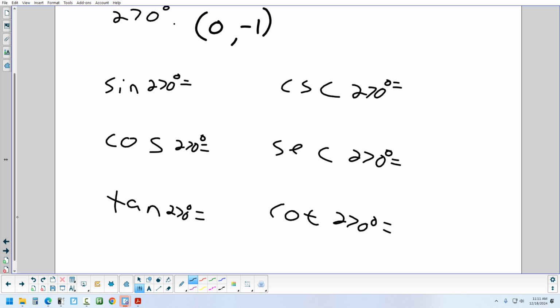Start with the sine. -1. The cosine of 270 degrees? 0. Tangent? -1 over 0 is undefined. Undefined, yep. Always simplify that as much as you can. So that's undefined. Cosecant of 270? -1, yeah, cosecant of 270.